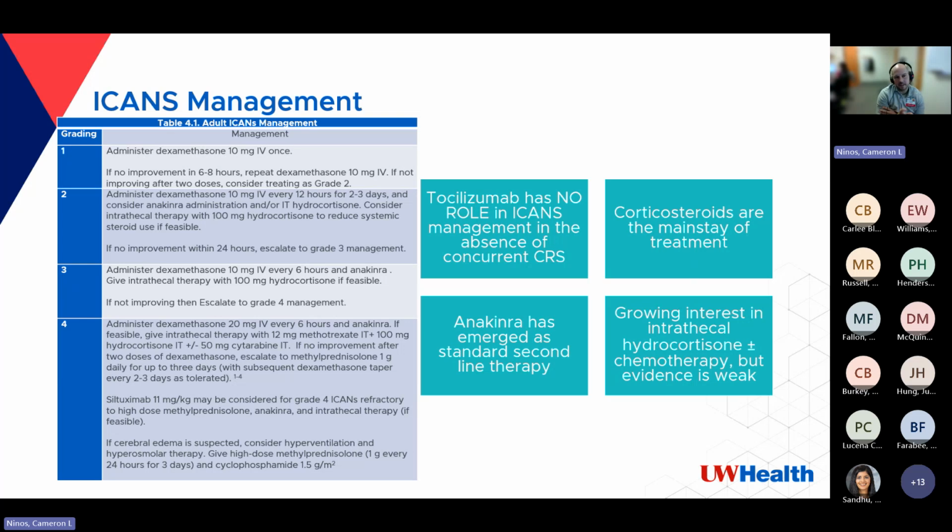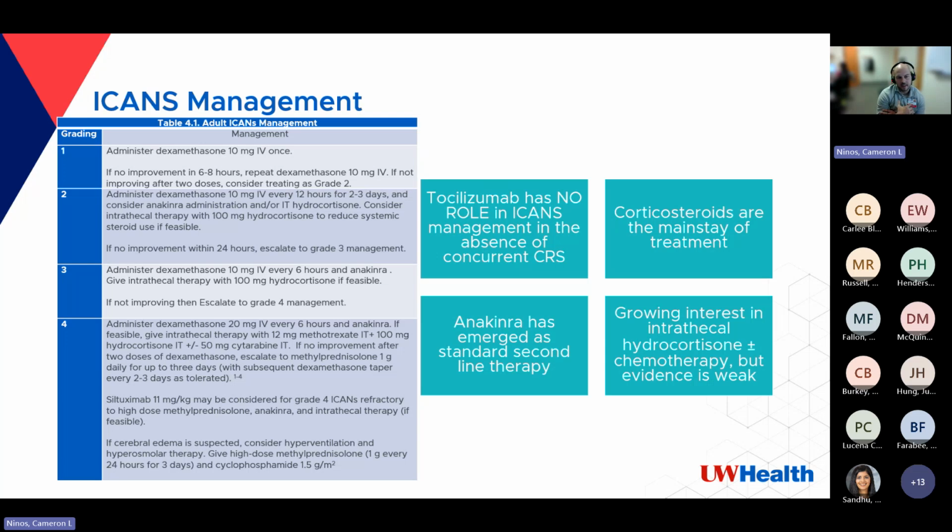And then anakinra has really stepped in as our standard second line therapy. So even for grade 2, we can start thinking about that. In grade 3, we would be administering anakinra. The other newer kid on the block from an intervention standpoint is intrathecal hydrocortisone with or without chemotherapy, which you can see we're considering at grade 2, administering at grade 3.